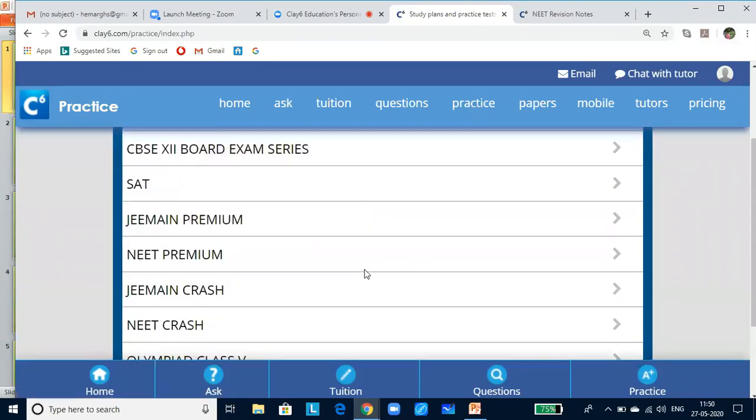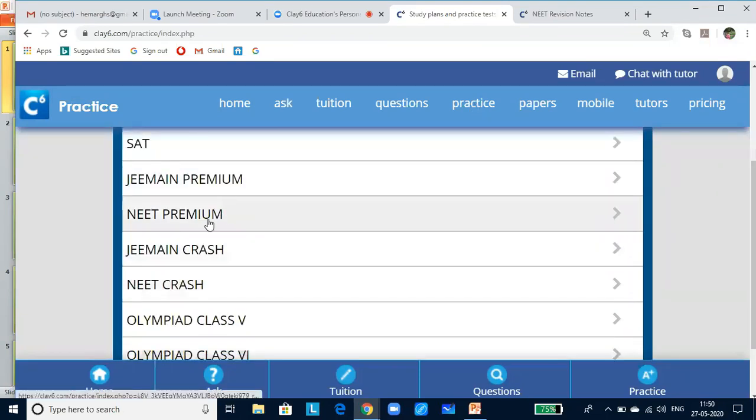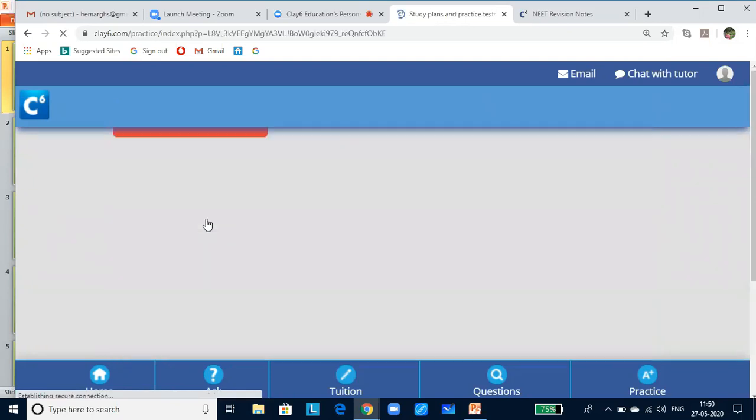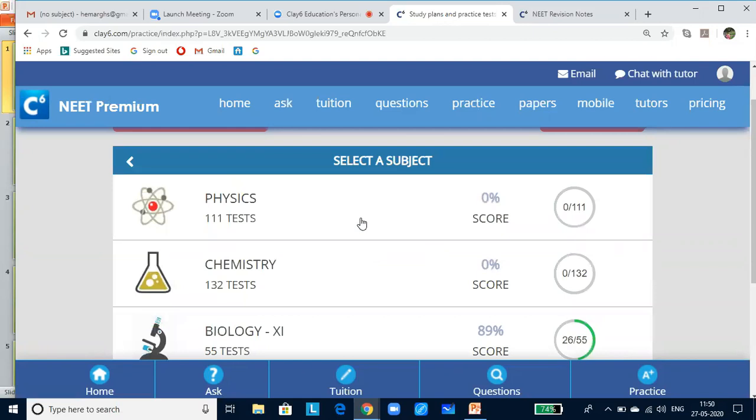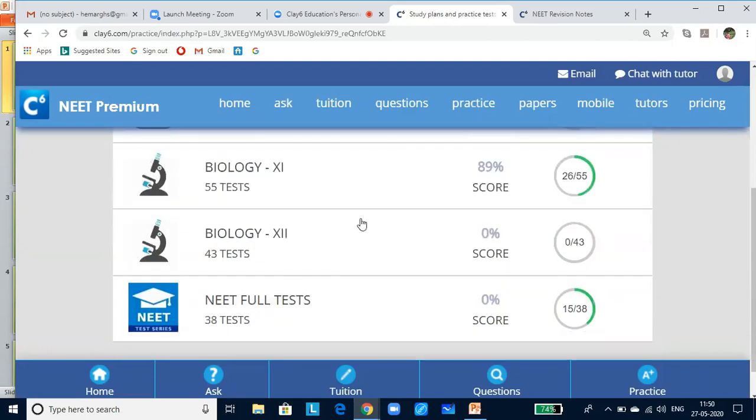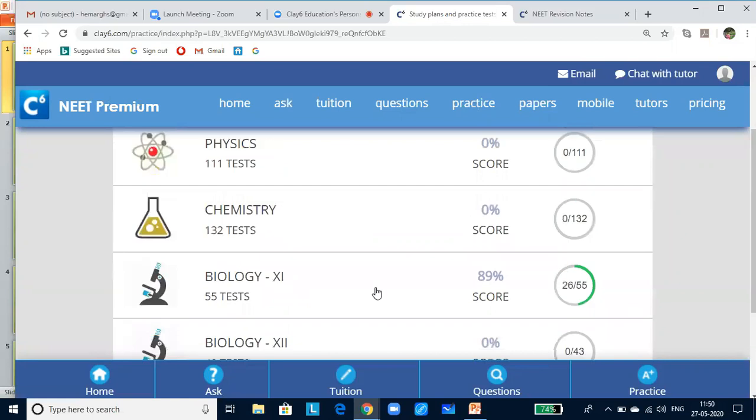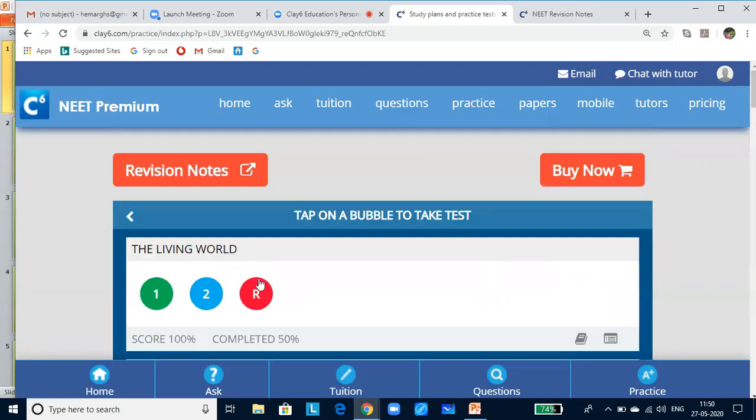Then you will get many packages. You can select any package of your choice. Since it's a NEET class, I'm selecting the NEET Premium. Here you will find a lot of tests in physics, chemistry and biology, chapter wise tests and NEET full tests. Now let me click on biology tests.